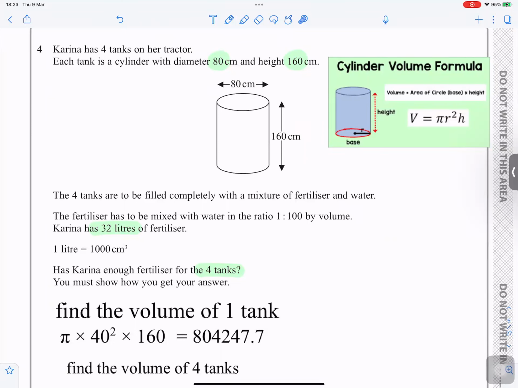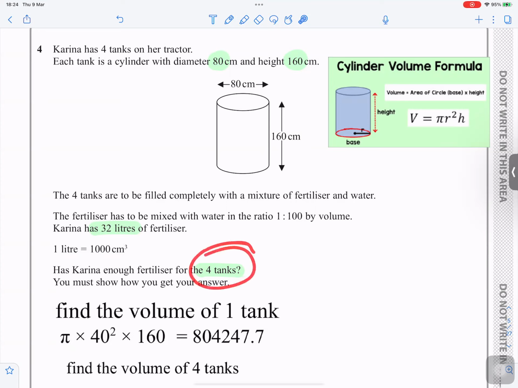So question 4. Karina has 4 tanks on her tractor. Each tank is a cylinder with a diameter of 80 centimeters and a height of 160 centimeters. The 4 tanks are to be filled completely with a mixture of fertilizer and water. The fertilizer has to be mixed with water in the ratio 1:100 by volume. Karina has 32 liters of fertilizer. 1 liter is equal to 1,000 centimeters cubed. Has Karina enough fertilizer for the 4 tanks? You must show how you get your answer.